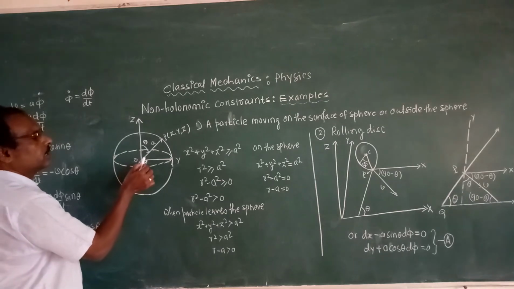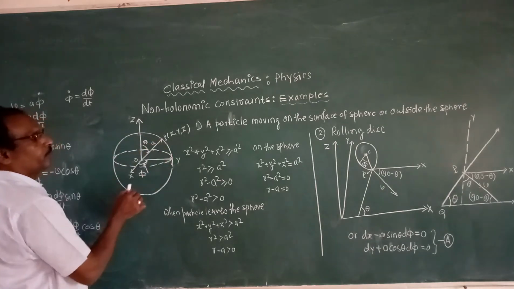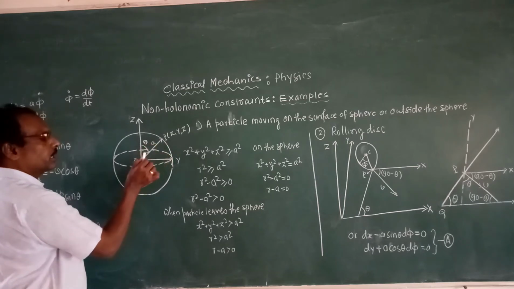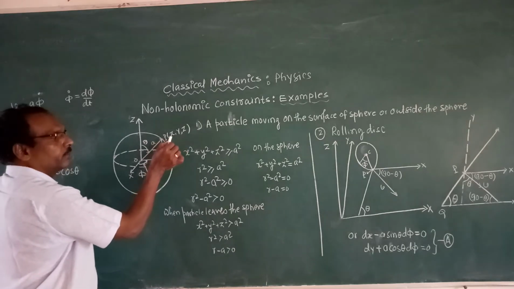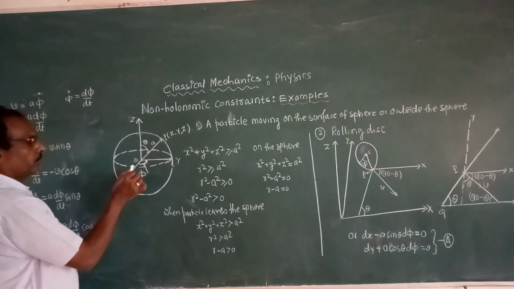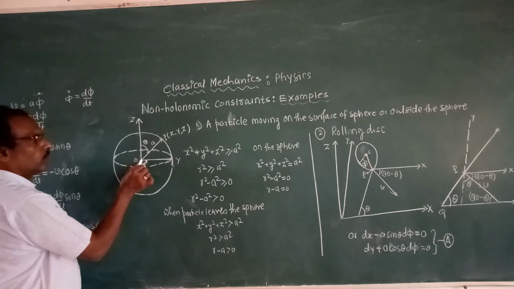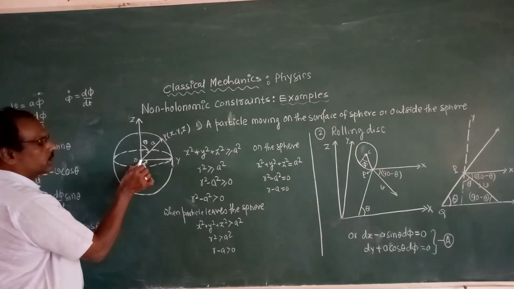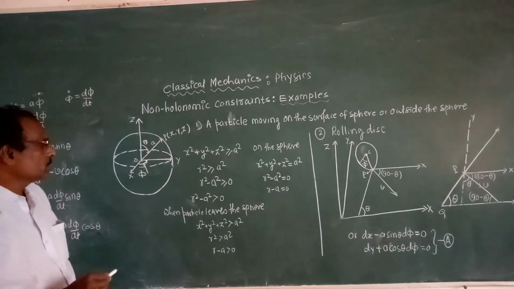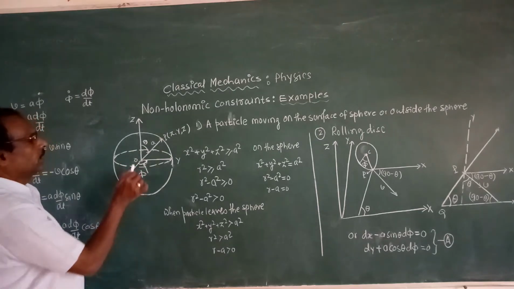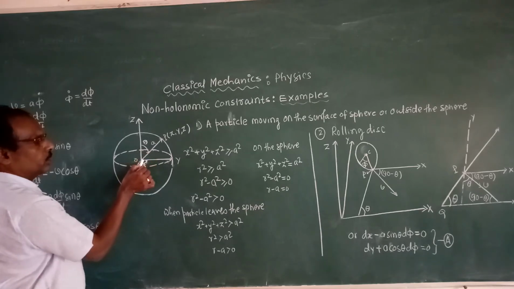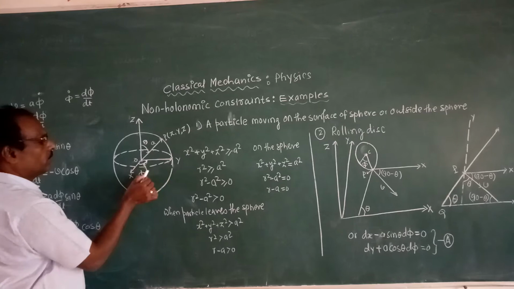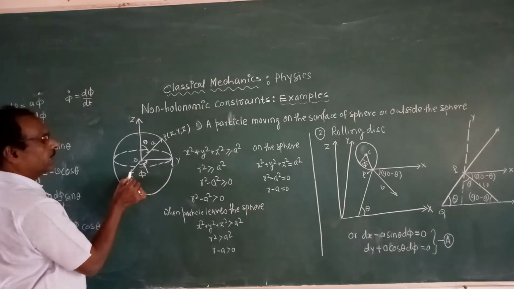The particle is allowed to move on the surface of a sphere, and the sphere has a radius a. A is the radius and P is the position of the particle at a given instant of time t. O is the center at which we have fixed a rectangular, or Cartesian, coordinate system. Theta is the angle made by the radius vector, and phi is the angle between the y and x axes.